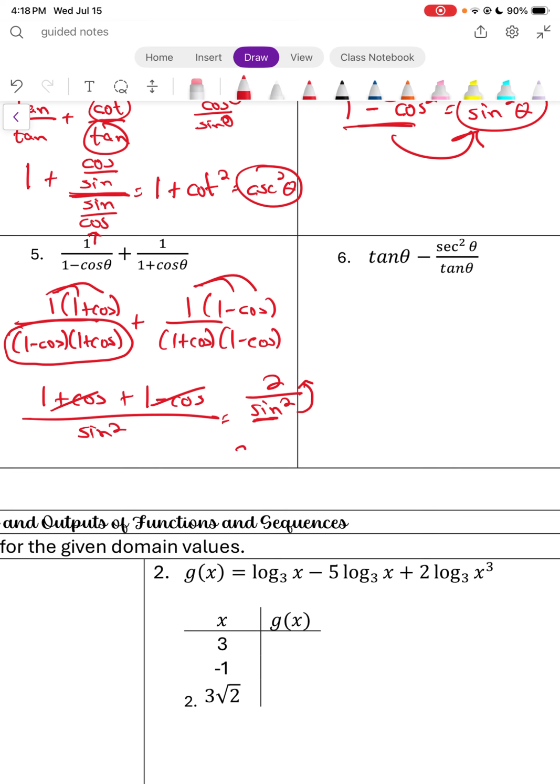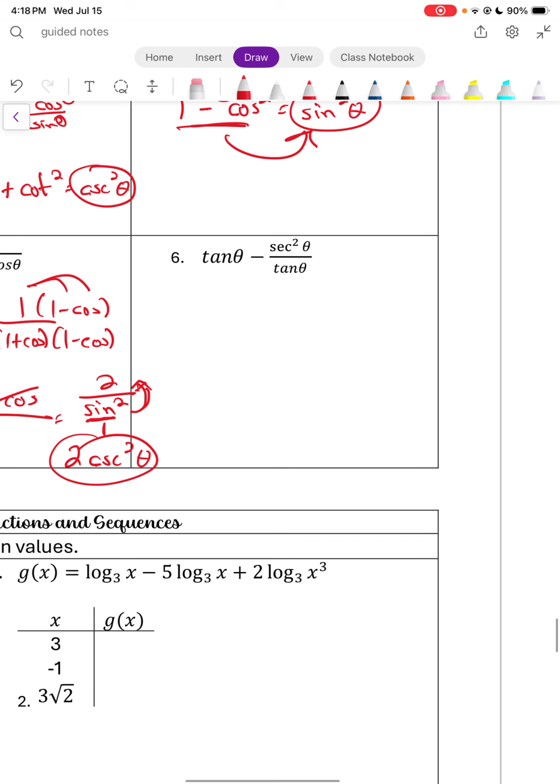So I'm going to rewrite this as 2 sine squared, or you can think of it like this. You can flip and multiply and do all sorts of things. Sine squared when brought to the top becomes cosecant. So sine squared will now be cosecant squared. Put your angle back in there and you're finished.